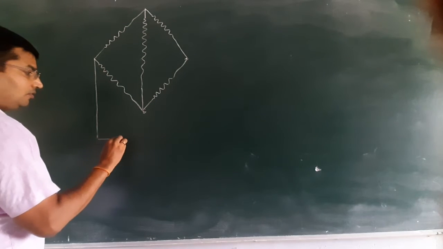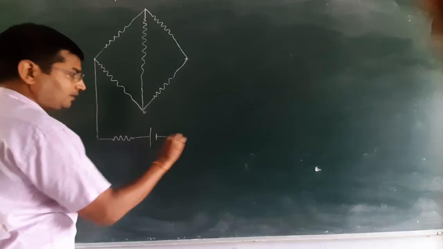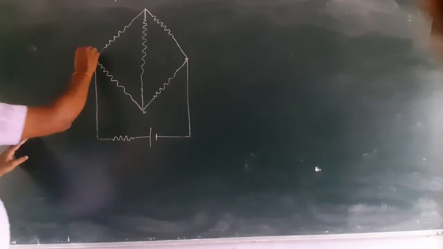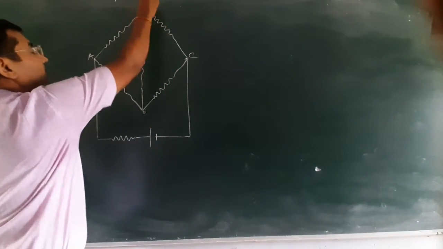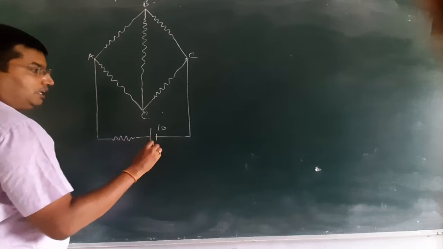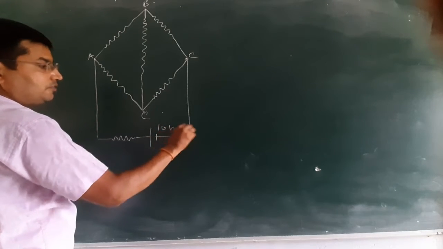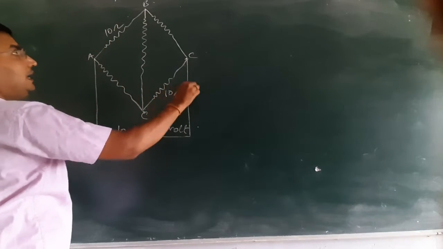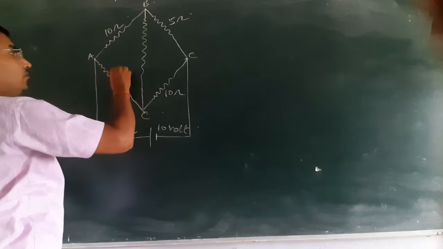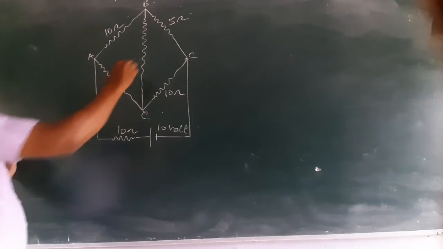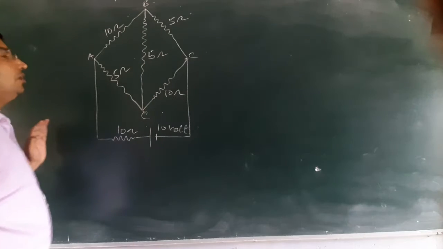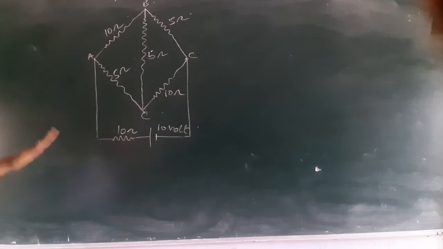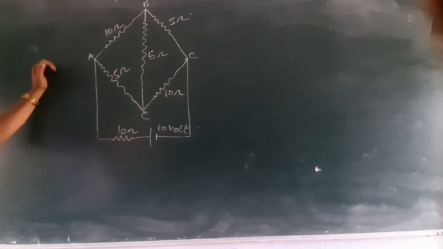This is the electric circuit. A cell or a battery is connected across these 2 points. The EMF of this cell is 10 volt. This resistance is 10 ohm. This is 10, 10, 5, 5. What we have to do? We have to find the value of current flowing in different branches of this circuit.